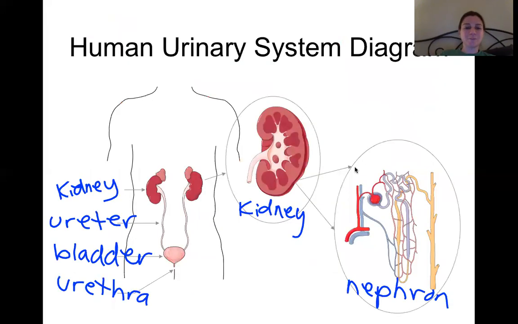Okay. So here is a diagram of the human urinary system. We've got the kidneys up here. The kidneys connect to the ureter. Remember, kidney to bladder is ureter. The bladder holds the urine, and then ultimately it goes out the urethra. Here is a zoomed in picture of that nephron like I was telling you about. Everything gets ripped out of the blood, and slowly as it goes through the nephron, that's when the good stuff gets put back into the blood.